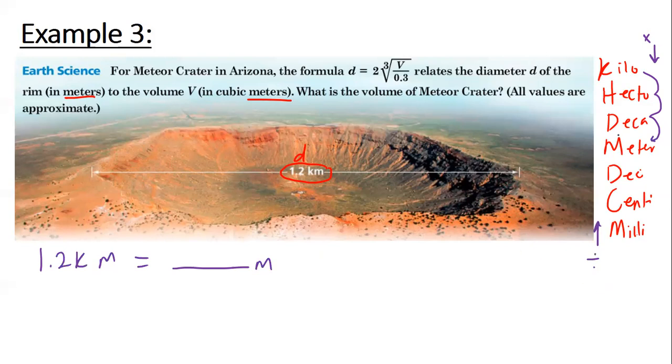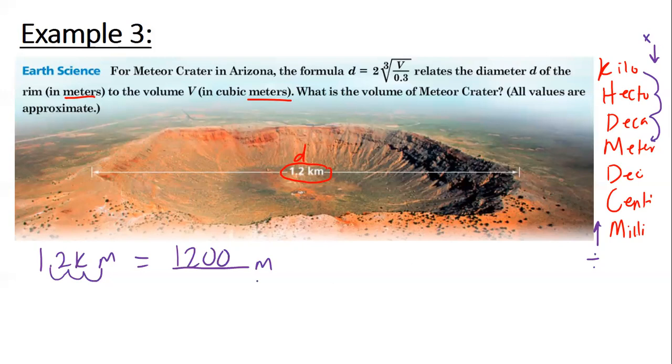So I'm just moving my decimal places. How many places to the right? 3, because it's 10 to the third, which is 1,000. So you're doing 1.2 times 1,000, which just means I'm going 1, 2, 3, which makes this 1,200 meters. So that's converting in customary units.